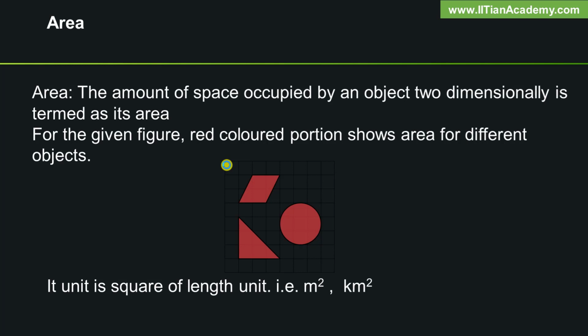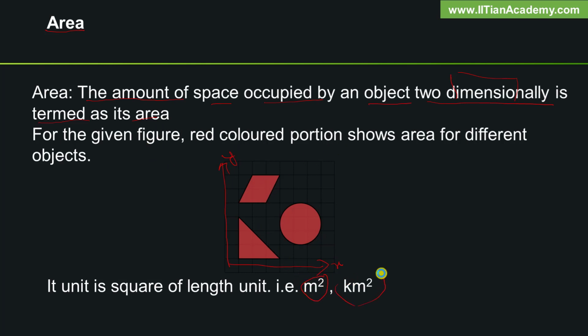In this slide, we will recap the definition of area. Area is basically the amount of space occupied by an object two-dimensionally. Two-dimensional means a figure which can be drawn on two axes, x and y, on a piece of paper. The unit of area is the square of length and is denoted by meter square, kilometer square, etc.